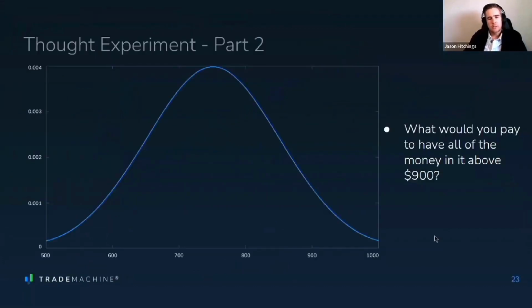So let's make this a little more interesting. Let's say that you could only have the money above $900. Now what's it worth? Well, that's a pretty challenging question to answer, because we know it's going to be centered around 750. We know a theoretical best case and worst case, but how do we know how often there's more than $900 in the safe?